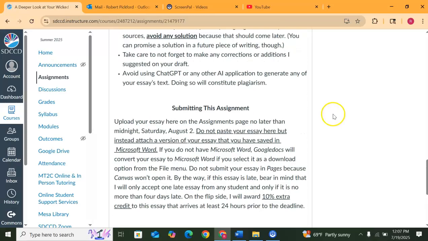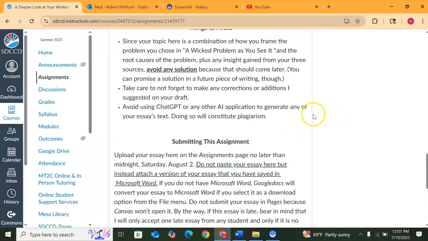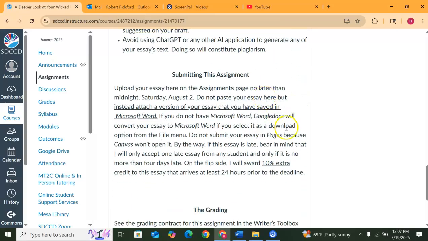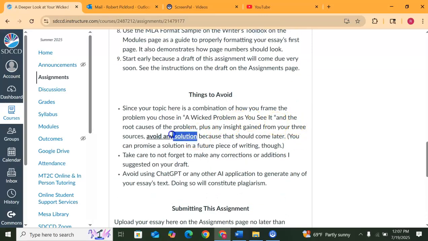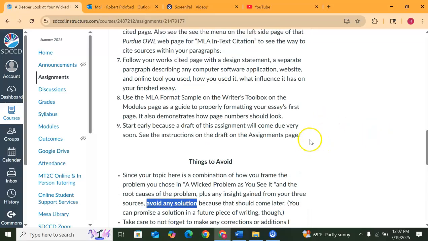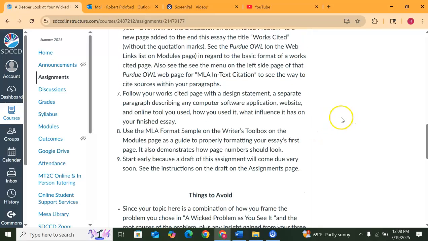Okay, now, submitting the assignment is similar to what you did in submitting the previous assignment. You're going to convert it to Microsoft Word using Google Docs if you don't already own Microsoft Word. And I give you the directions there as usual. But let me just point out one final thing before I go further. Avoid any solution in the deeper look. That's coming next, but not in this assignment. Here you're getting a deeper understanding of the root causes.